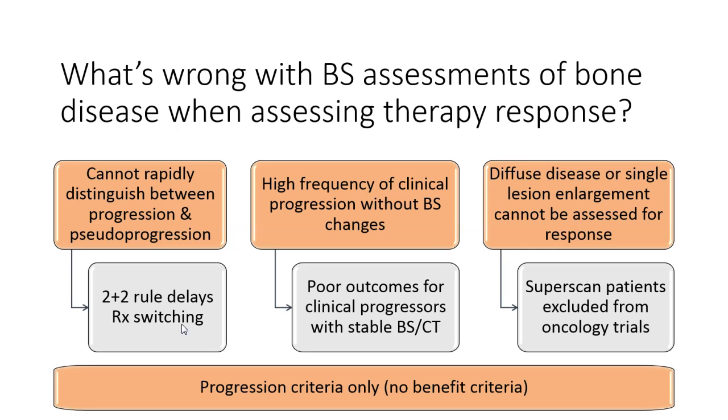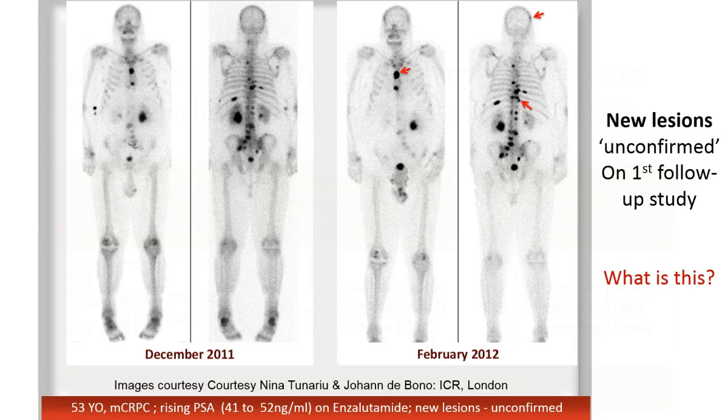We know that there is a high frequency of progression without bone scan changes, which leads to poor outcomes. But we also know that if you only have a single lesion that progresses, or you have a lesion that becomes larger, then that is not counted as progression. And in fact, patients with superscans are excluded from oncological trials. And just like in CT scans, there are progression criteria only. There are no positive benefit criteria.